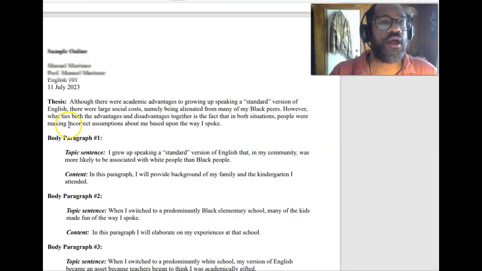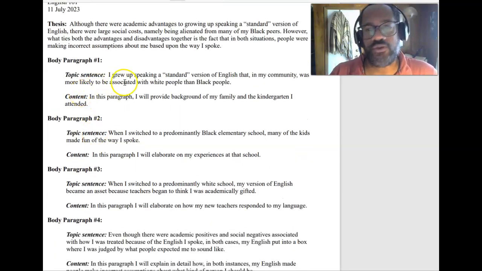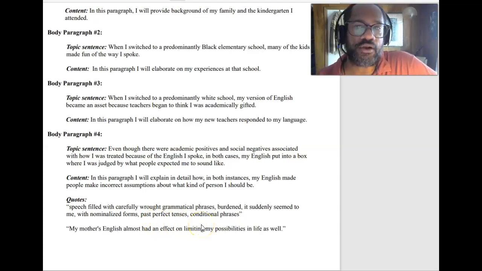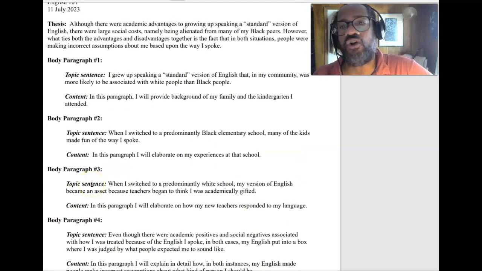Right. I've got a thesis. I tell you what my topic sentence is. I tell you what the content is going to be, what I'm going to tell you about that topic sentence, and then, if applicable, for a paragraph, because I need two quotes somewhere, and I decided to put all of my quotes in the last paragraph. You can put them anywhere you want. But I decided to put mine in the last one, and so that's the only place where I have quotes. And that's it. That's all I want for your outline.